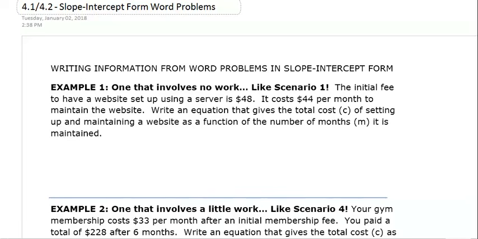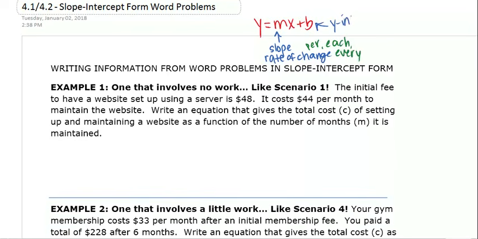This is an explanation of how to take word problems and write equations in slope-intercept form. Hopefully we remember that slope-intercept form looks like y equals mx plus b. We know that the m is slope, but when it comes to word problems, it's going to be more the rate of change. And when you see words like per, or each, or every, you know that's referring to the rate of change.